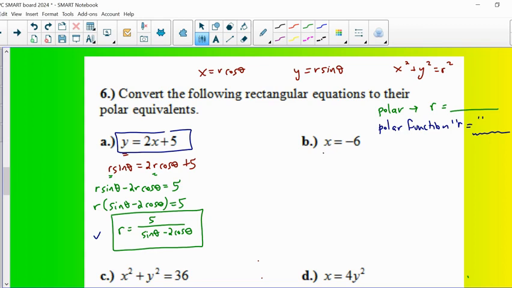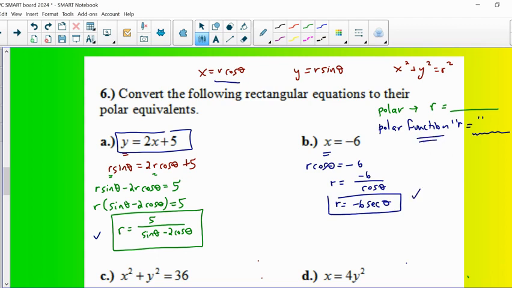So now let's look at the next equation, x equals negative 6. Well, I know that's a vertical line in the xy world, and I know it's not even a function. It fails the vertical line test everywhere. But if I'm converting it to polars, every x is equal to r cosine theta. And I can solve for r. So r equals negative 6 divided by cosine of theta. Some people like to say negative 6 times secant of theta. Regardless, we've got r by itself. And guess what? It's a polar function. It was an equation that could be expressed in r.